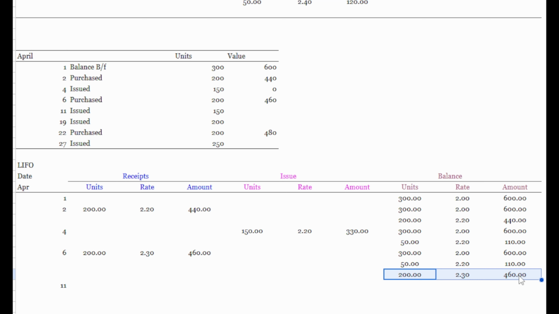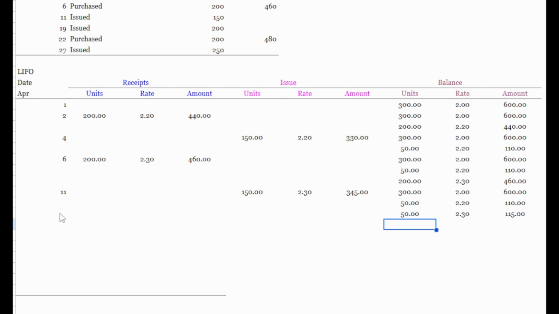So that 150 will be issued from the last lot. So 150 is issued. These two will be carried as they are. Here from 200, 150 is issued. So the balance is this much. Next transaction, 19th, there is an issue of 200. So 200 will be issued from this lot and that will be fulfilled. Another 100 will be fulfilled from this. So this is 100. Hence 200 is still there in the inventory.